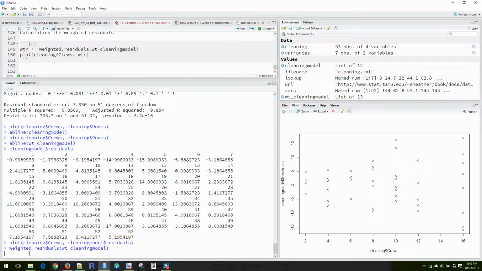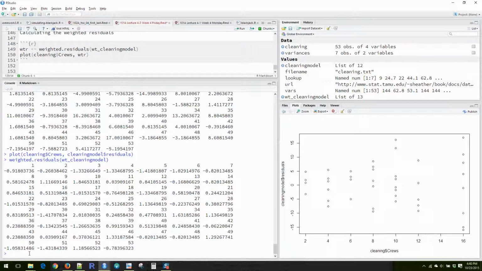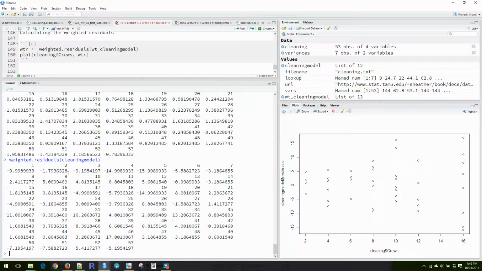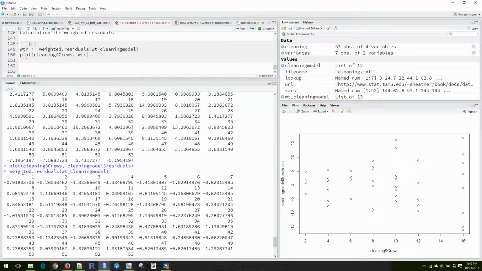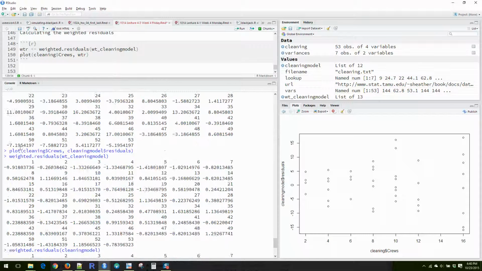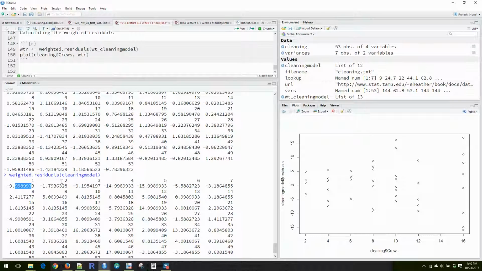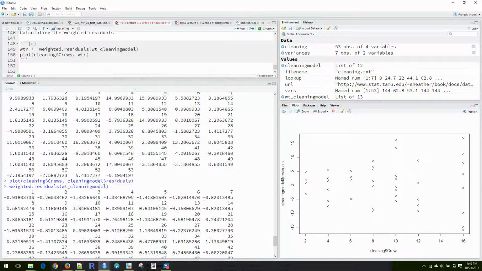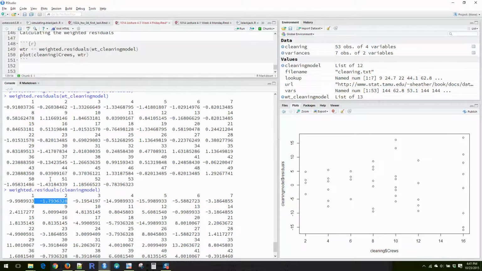This is not going to work, I think. Well, actually, I've never tried it. So you do weighted.residuals of your weighted cleaning model. Let me see what will happen if I ask for weighted residuals of a regular old model. I think this is just the same as the regular residuals. Yeah, so if you ask for weighted residuals and there's no weights, it just gives you back the residuals.